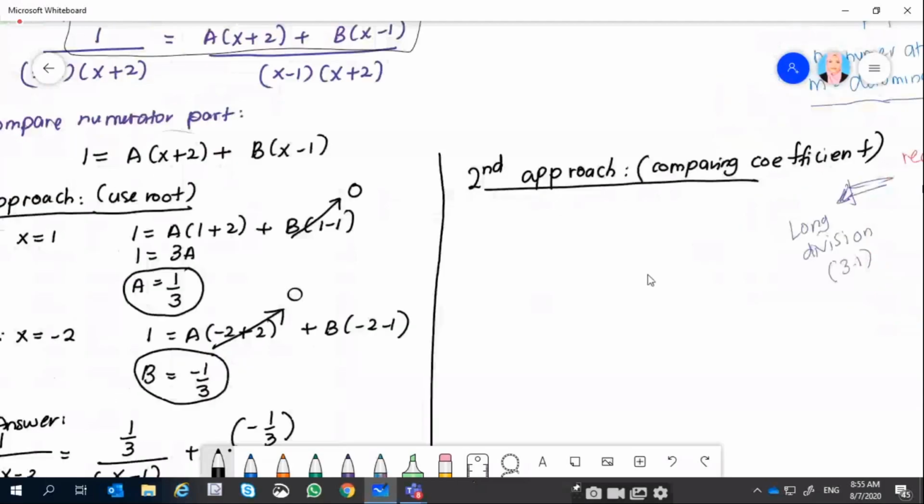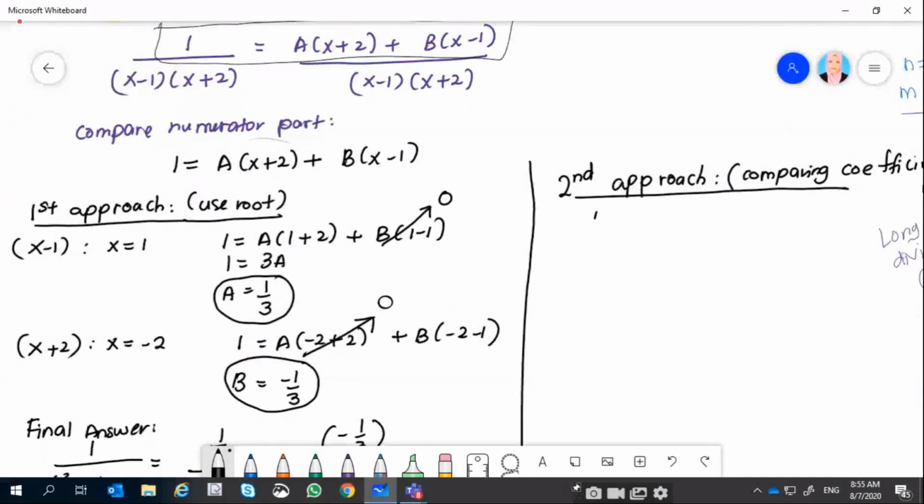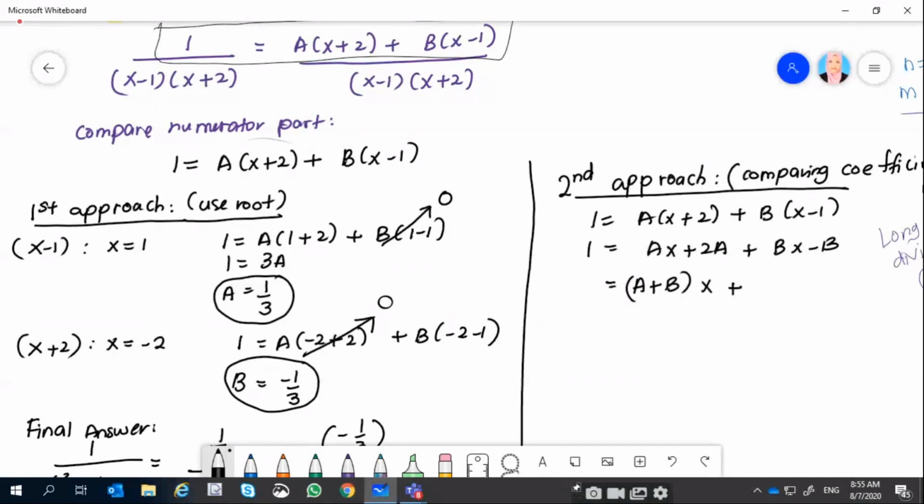Okay, we start from the numerator part that we have here, which is 1 equals a(s plus 2) plus b(s minus 1). Then you have to expand it: as plus 2a plus bs minus b. Then you have to collect the like terms. So the coefficient of s is a plus b, and the constant is 2a minus b. Then you can start comparing the coefficients.